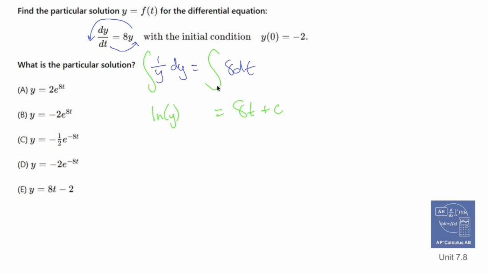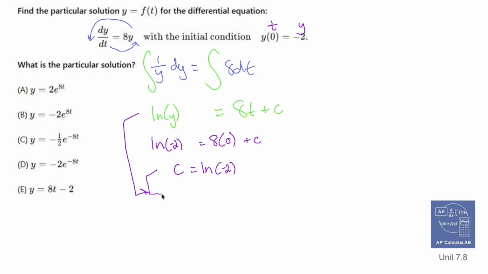Now I'm not going to solve for y yet. I'm going to deal with this first. I'm going to plug in the initial condition: ln of -2 is equal to 8 times 0 plus c, thus giving us c equals ln of -2. So let's put it together to get ln of y equals 8t plus ln of -2.